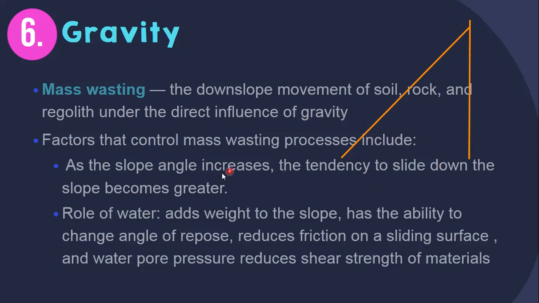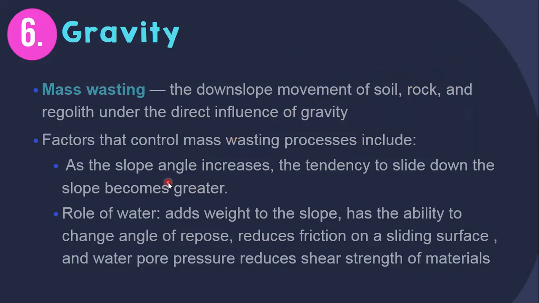So the higher the angle of your slope, the tendency is for the soil, rock, or regolith that is above your slope or mountain to slide down. If the slope angle is smaller or less, the movement will be slower. So your rocks or soil or solid particles move more slowly.